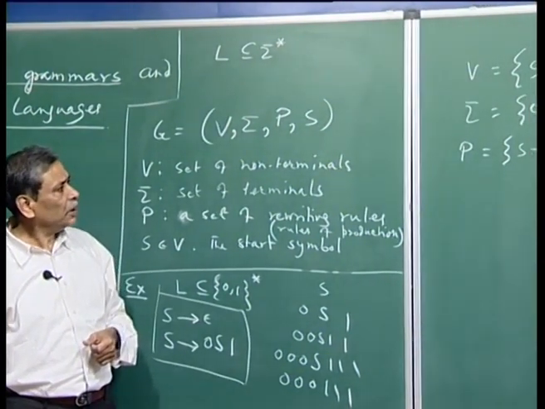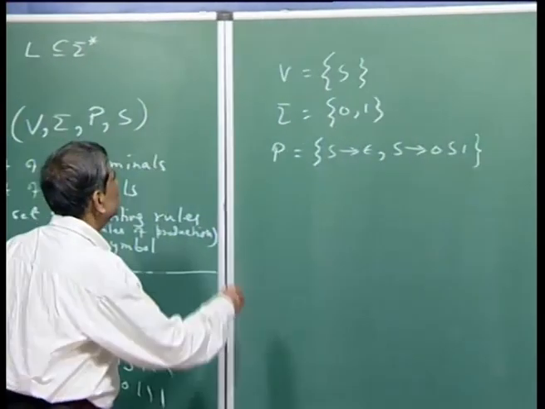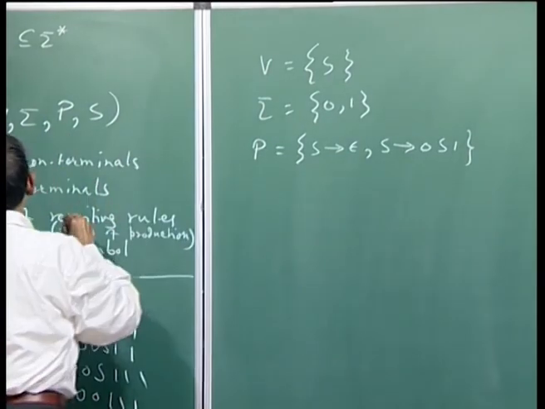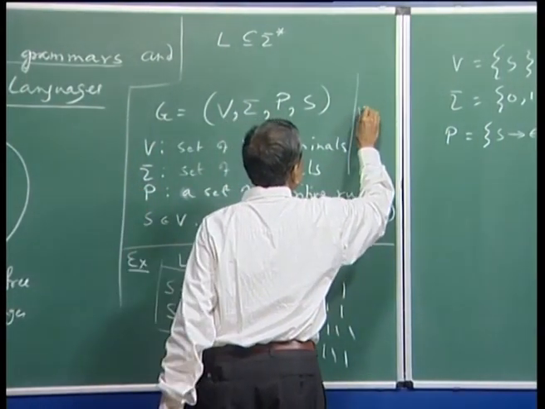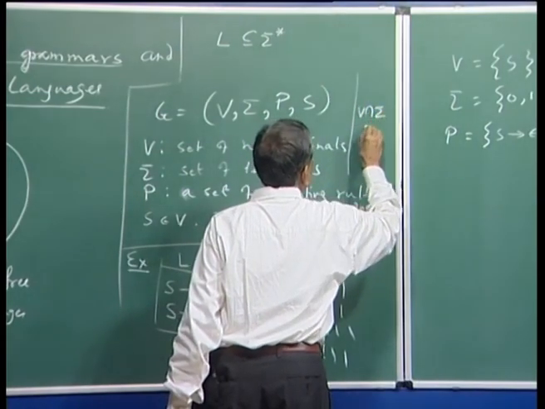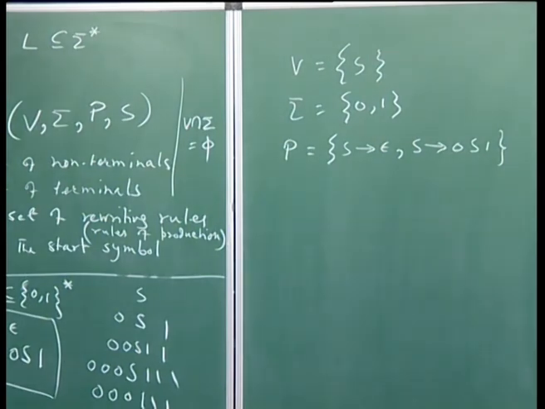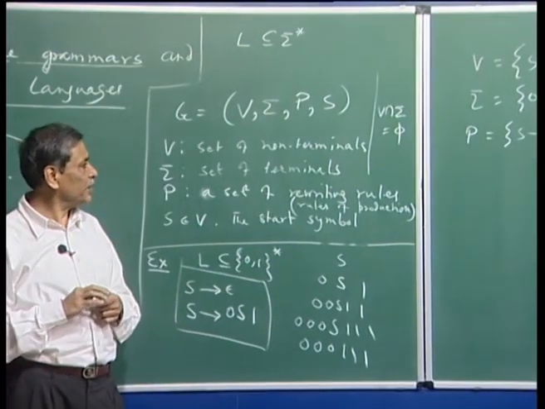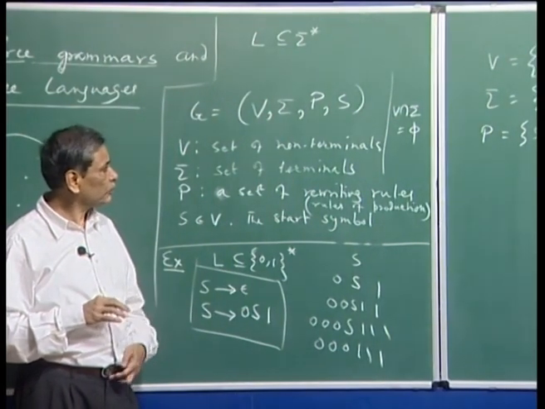Now, we should say that this V and sigma are disjoint. In other words, their intersection is empty, right? Because they serve two different purposes, as we shall see a little more elaborately now.